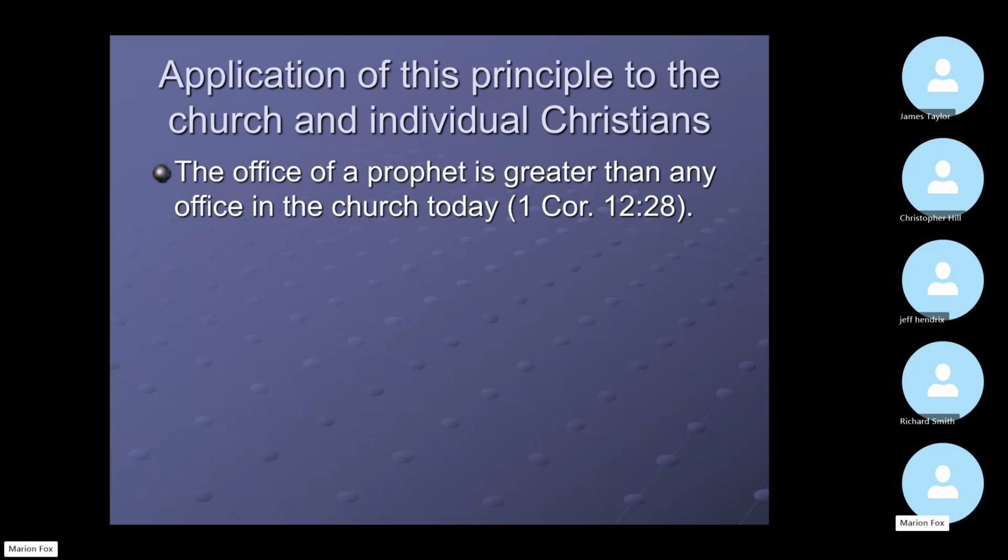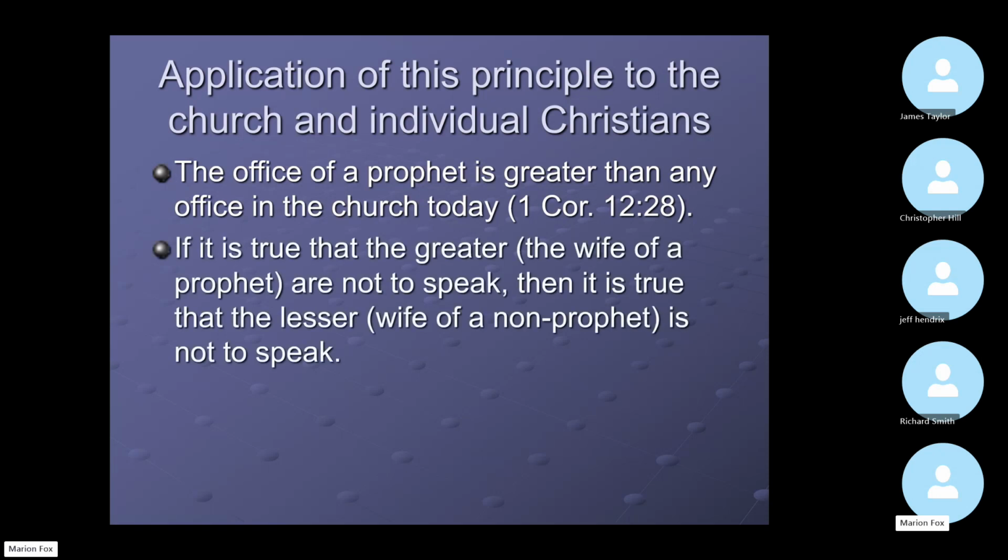The office of a prophet, let's lay out here now. Let's assume this is the wives of the prophets that we're speaking about here. And that's the claim that's made by some. If the office of a prophet is greater than any office in the church today, I'm going to prove that it is in 1 Corinthians 12:28. If it's true that the greater, the wife of a prophet, was not to speak, then it's true that the lesser, the wife of a non-prophet, is not to speak.